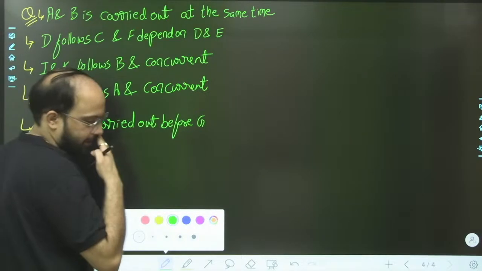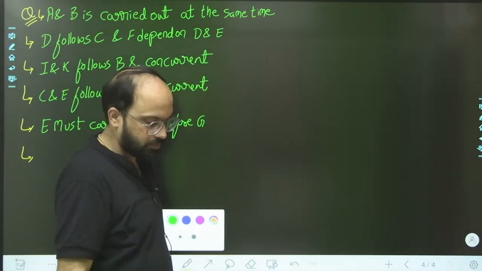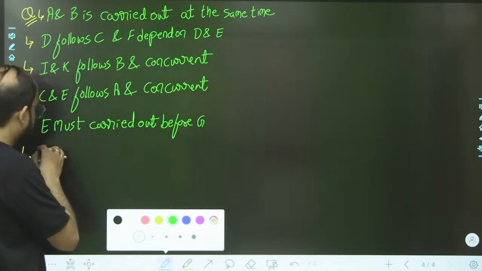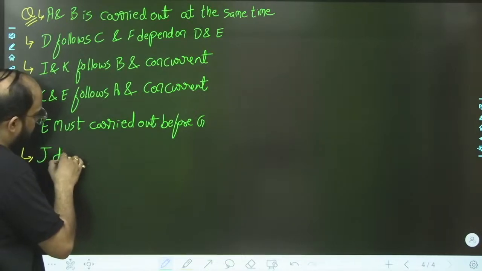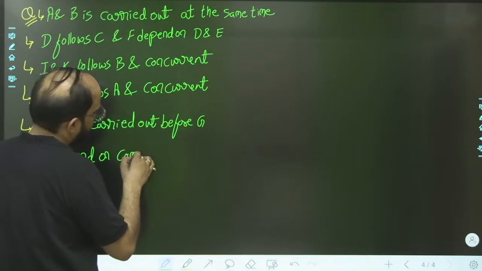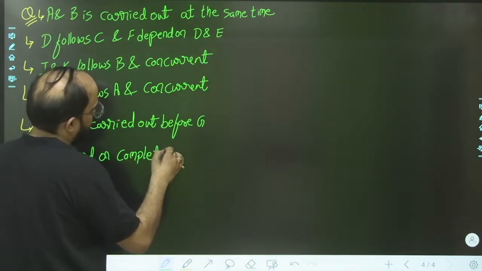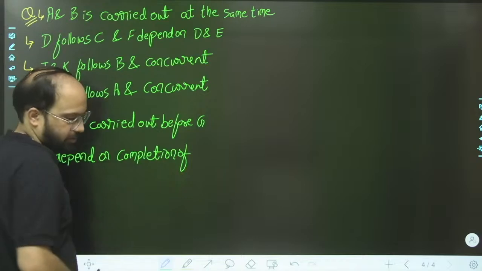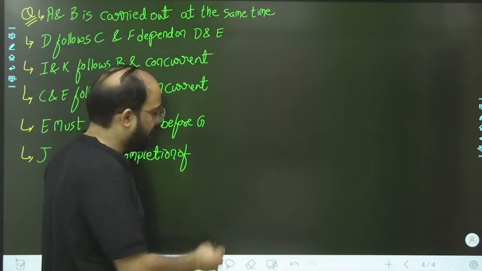Okay, and the next statement says that J depends on completion of I and K.